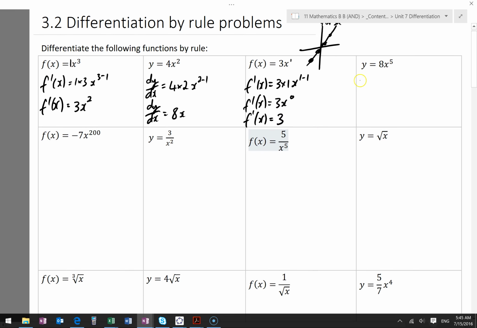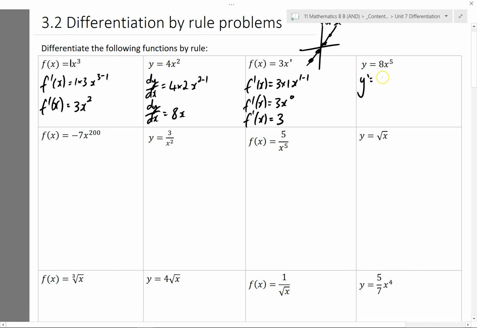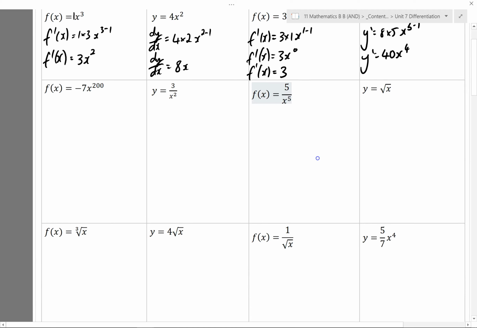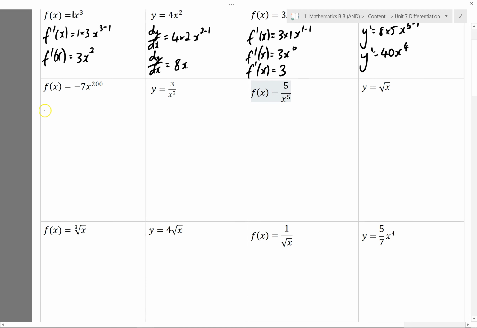Okay, we should be getting pretty good at these now. Okay, 8 times 5, x to the power 5 minus 1. I'll get 40x to the power 4. Okay, so there's a negative number in front, but I'm not scared of negative numbers. I'm just going to do everything exactly the same. And I'm not scared of big powers either.